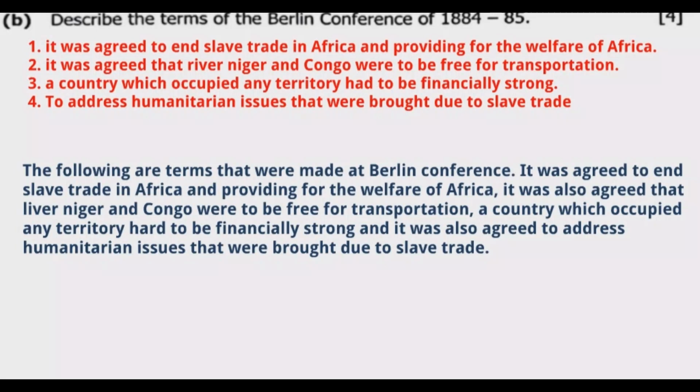Okay. Question 3 is as follows. With reference to welfare associations and trade unions in Northern Rhodesia from 1900 to 1964, write on the following subheadings. Okay. A. Reasons for formation. Why were welfare associations and trade unions formed?